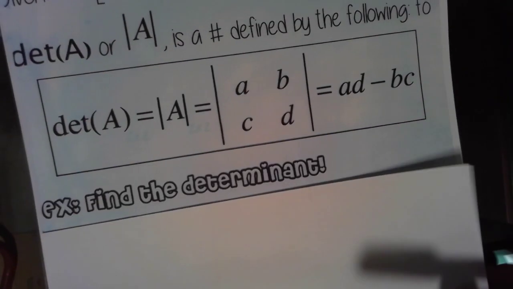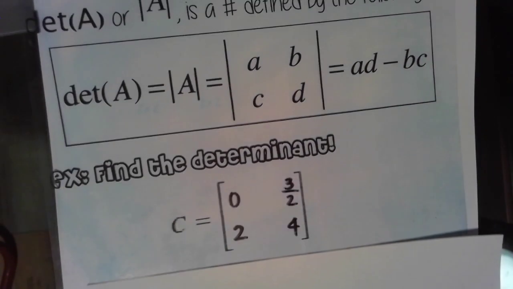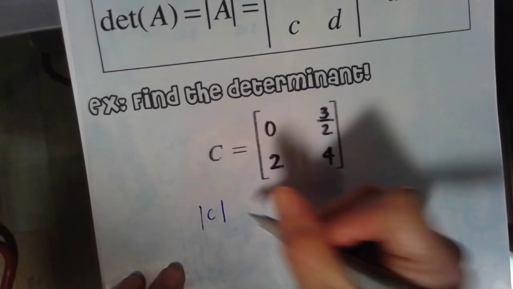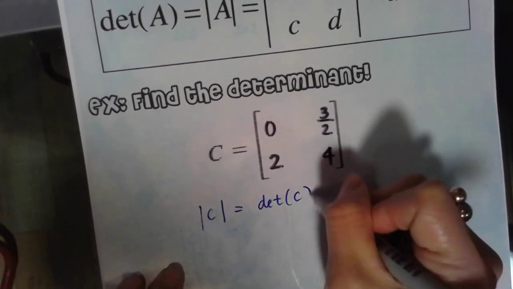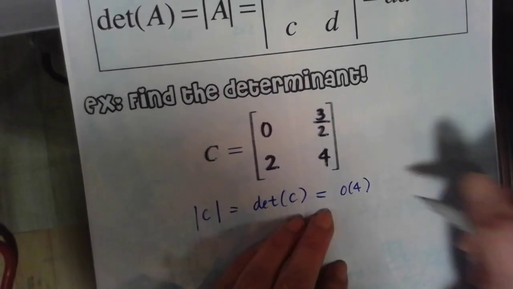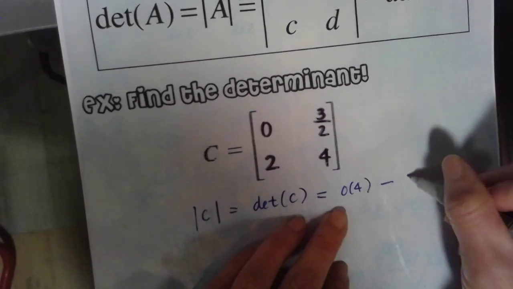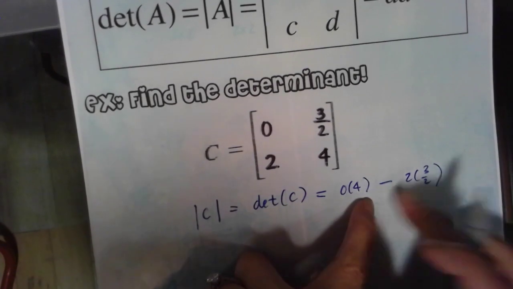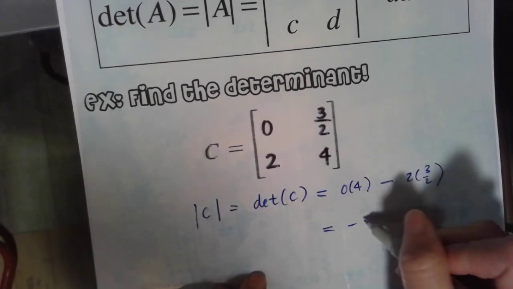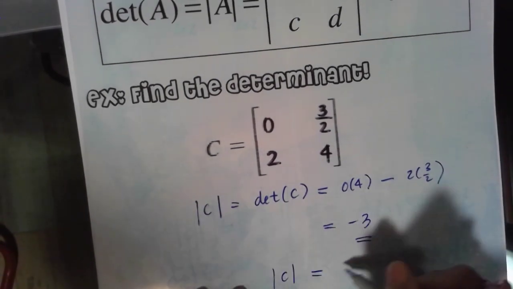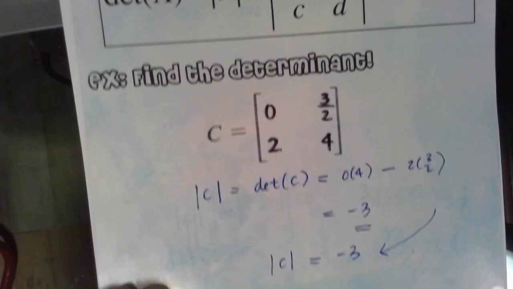So we're going to find the determinant of a 2 by 2 matrix. Here's my matrix C. To find the determinant of C, I simply go a times d minus b times c. And what do I end up with? I end up with -3. So the determinant of C is -3. And we do cool things with this, so keep that in mind.